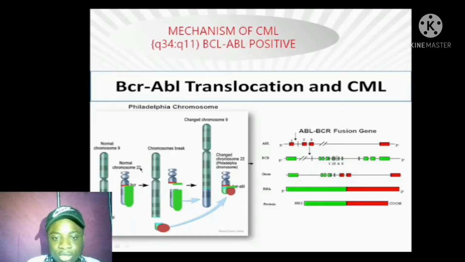When they fuse, it forms the result, as a result of the fusion of the ABL and the BCR gene from chromosome 9 and chromosome 22. So this chromosome 9 finally changed to chromosome 22, and that chromosome 22, which has the BCR fusion that has resulted, is called the Philadelphia chromosome. The Philadelphia chromosome was first identified in Philadelphia. Philadelphia is a city.